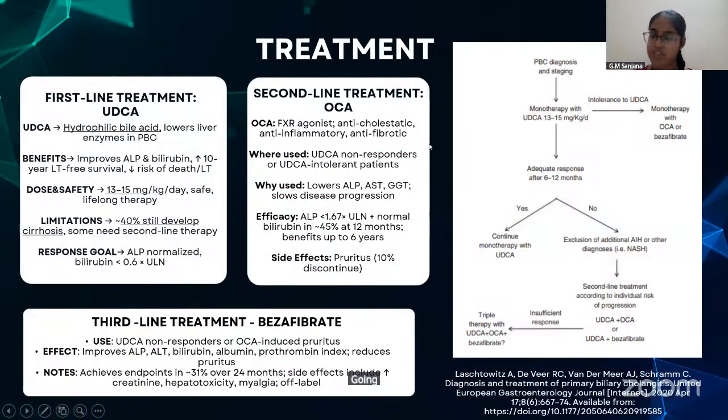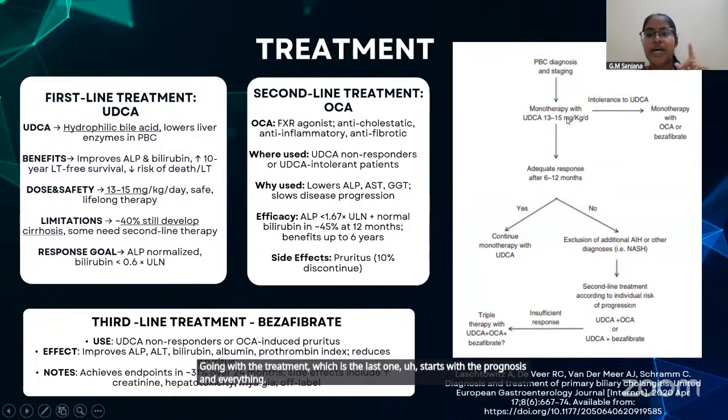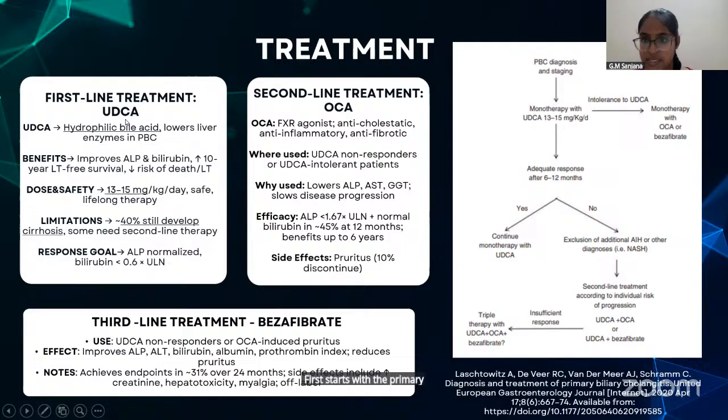Going with the treatment, which is the last one, it starts with the prognosis and everything. First is the primary first line treatment of UDCA, ursodeoxycholic acid. If it is working well, the treatment is continued, or else it goes to OCA, a second line treatment, and then bezafibrates, which have their own limitations.